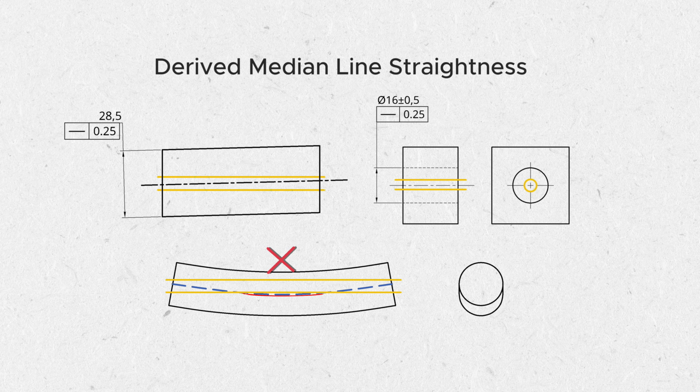For example, a long shaft might have a perfectly round cross-section but still be slightly bent overall. Derived median line straightness limits that bend. The tolerance zone for this type of straightness consists of two parallel lines, spaced by the specified tolerance value, within which the entire derived median line must lie.